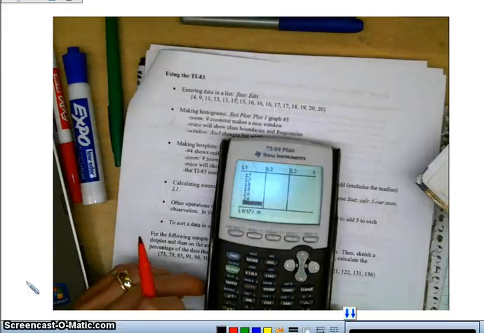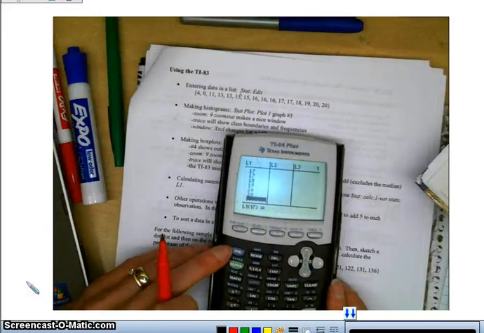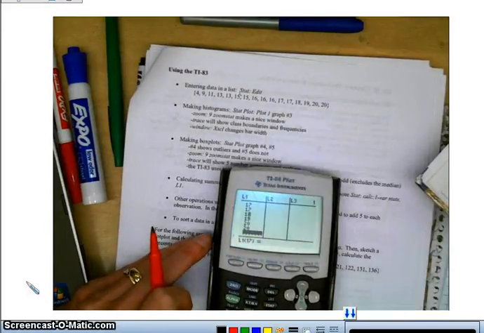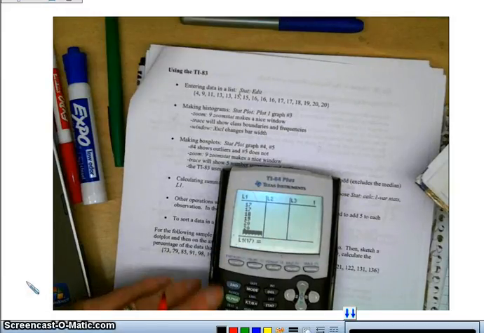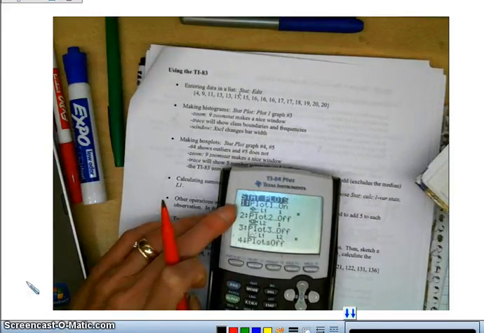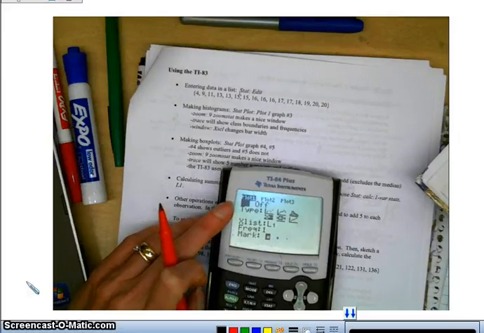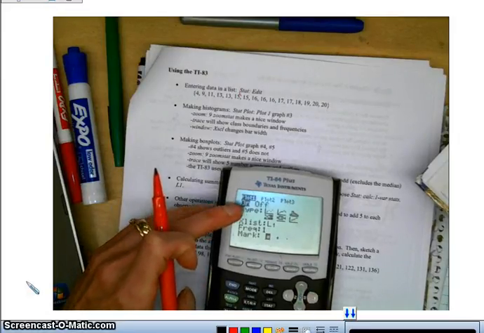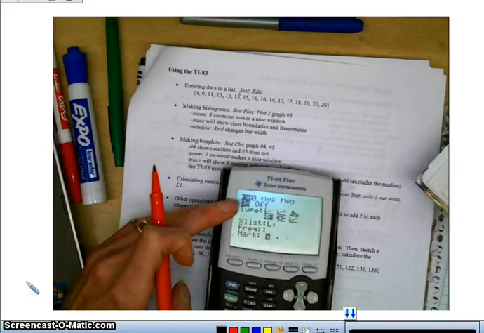All right, so I want to make a histogram. So now I need to hit second. It tells me right here to hit the stat plot button. Well, where's that? It's above the y equals. To get to it, you hit the blue second stat plot. You need to go to plot 1, should be highlighted, hit enter. You want on to be highlighted. If off is highlighted, you have to hit enter so on is highlighted.